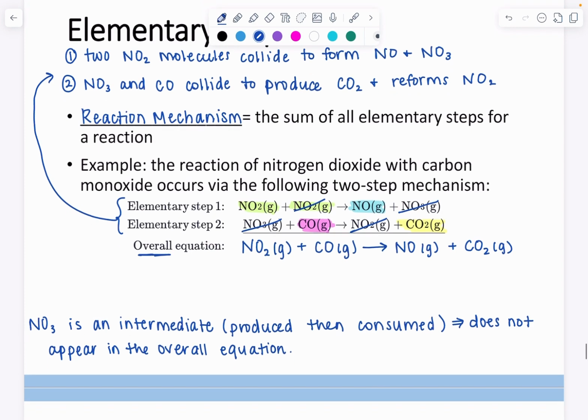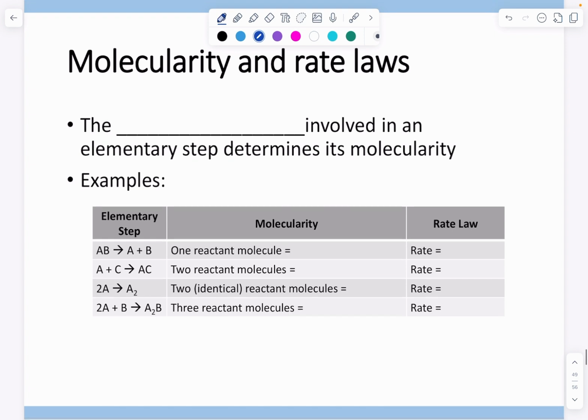All right, now we can describe the molecularity of a reaction and the rate laws. So the number of molecules involved in an elementary step determines its molecularity. If you know you're looking at an elementary step, we can write the rate law directly from that step. So it has to be labeled somehow as an elementary step.